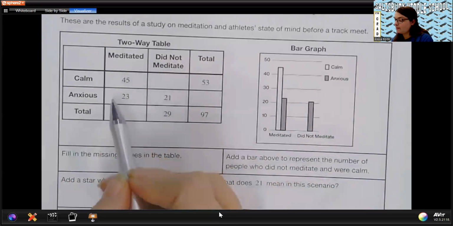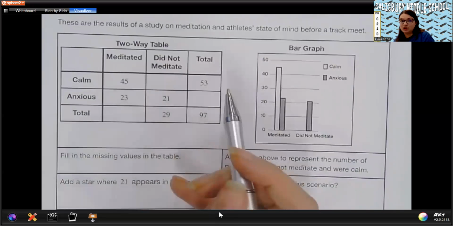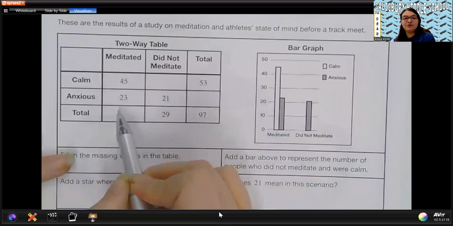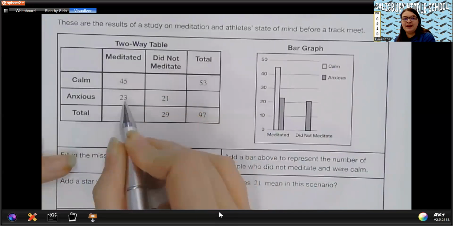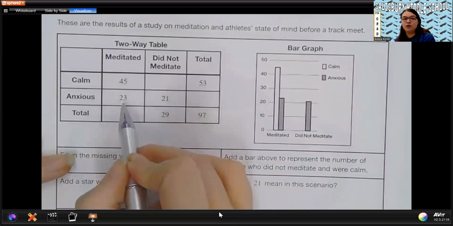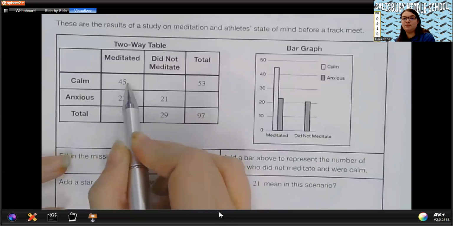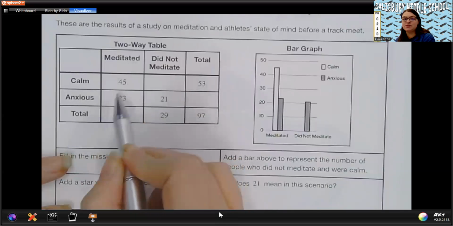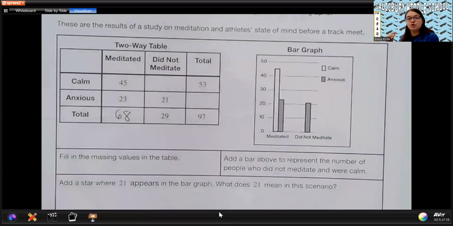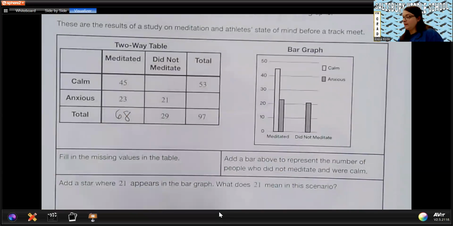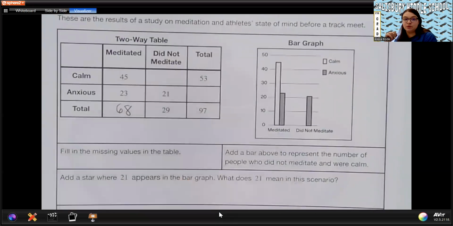in the corner. So a few ways to go about filling this out is simple addition, subtraction. So if we went with trying to figure out the total number of athletes that meditated, we would want to add how many are calm and how many are anxious, because that would tell us how many meditated total in this row. So 45 people were calm after meditating, 23 people were anxious after meditating. So 45 plus 23 gives us 68 total athletes that meditated. To double check our work, we can do 68 plus 29, and that does indeed equal 97.